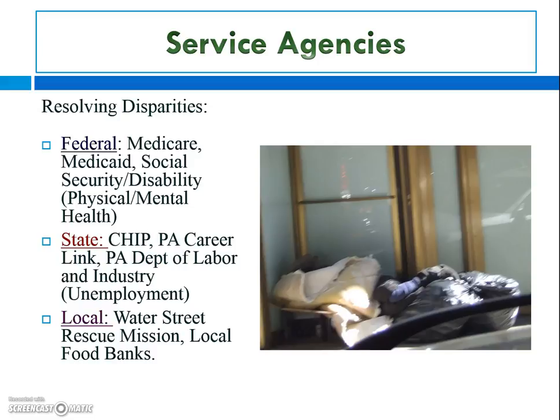And then in the local area, think of your local area, what resources are available to your population. So in the Lancaster County area, Water Street Rescue Mission is a huge resource for those who are underserved, as well as many local food banks. So as you prepare to wrap up week number 4, finish up your wiki projects, and then move towards your Resolving Disparities paper in week 5, think of all the different resources that are available that you can use to make an impact on resolving the disparities.